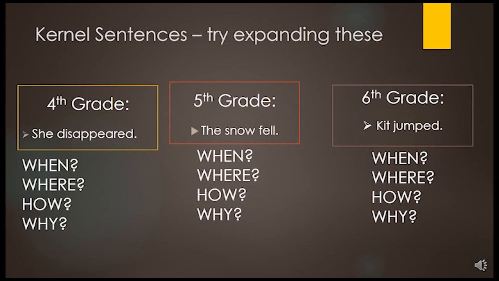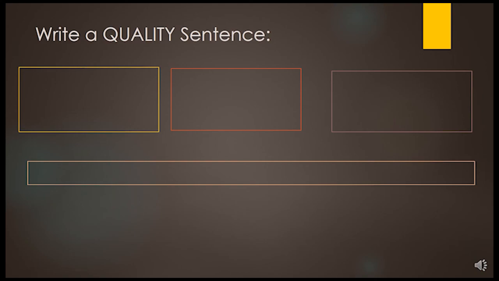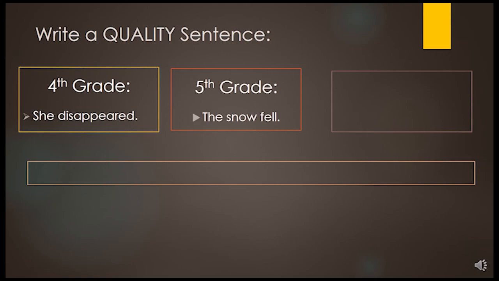All right, you should have a when part, a where part, and either a how or a why part, listed in your notebook or on your piece of paper. You ready? You're going to be really amazed by your writing. Okay. So, fourth grade, your kernel sentence or your simple sentence was she disappeared. Fifth grade, your simple sentence is the snow fell. And if you're a sixth grader, you have Kit jumped written.